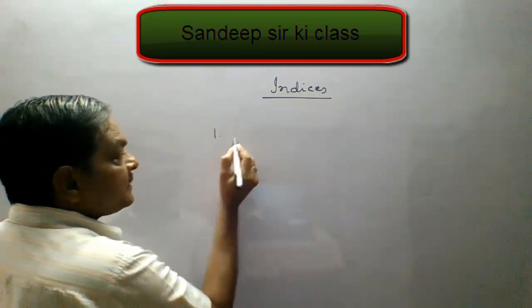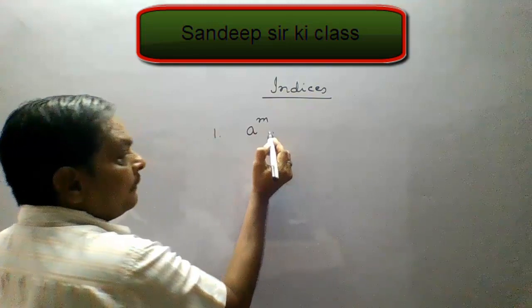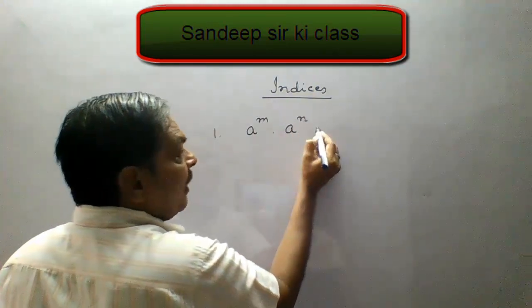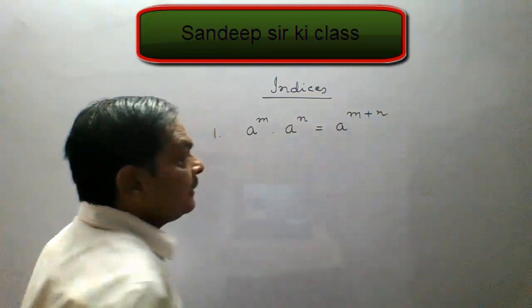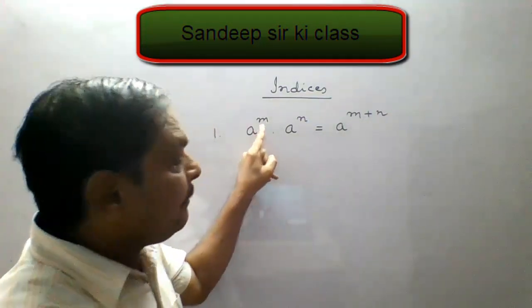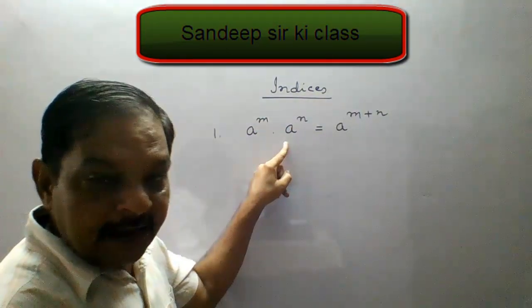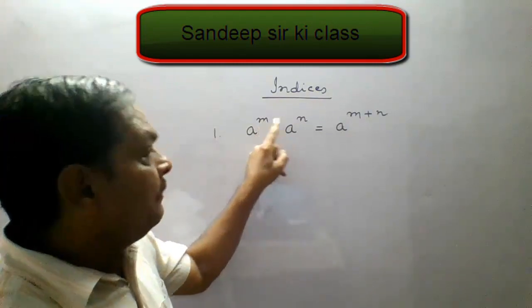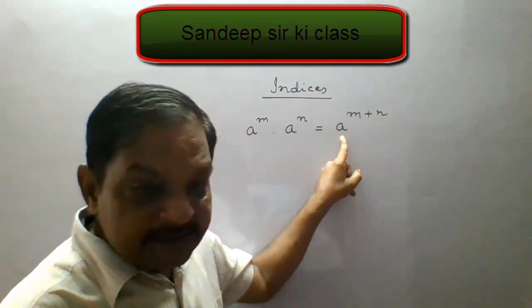First law is that multiplication of a raised to the power m and a raised to the power n is a raised to the power m plus n. That is, when the base is same, then the powers are added in multiplication. Here the base is a, powers are m and n, they are added, base remains same.